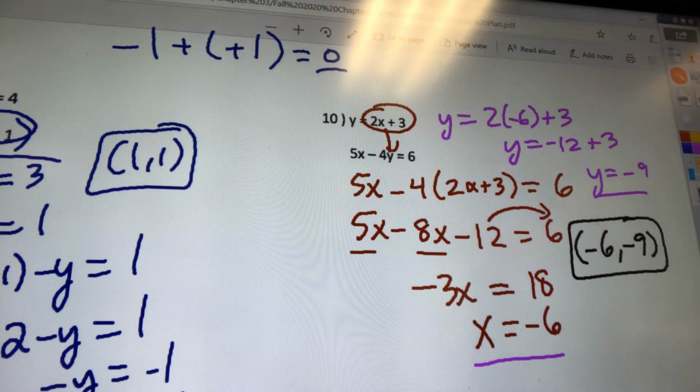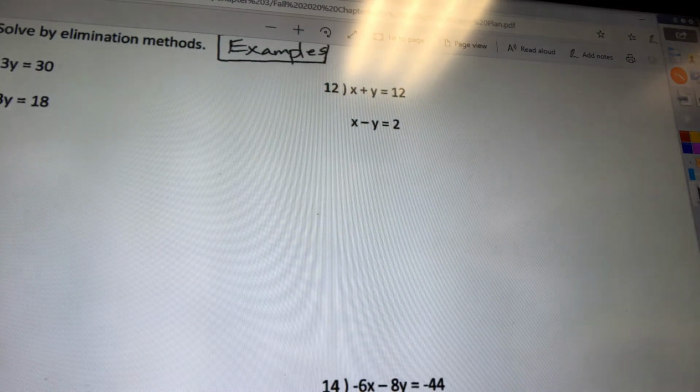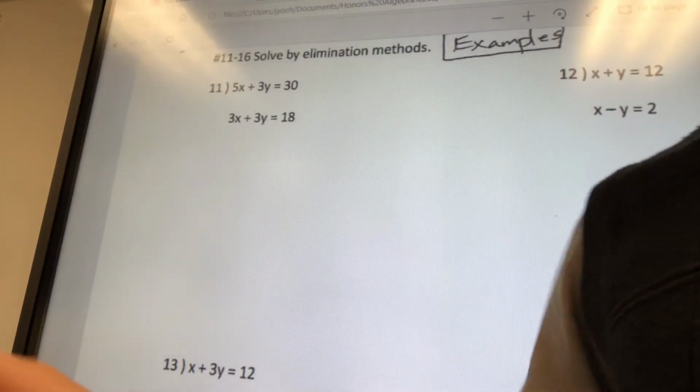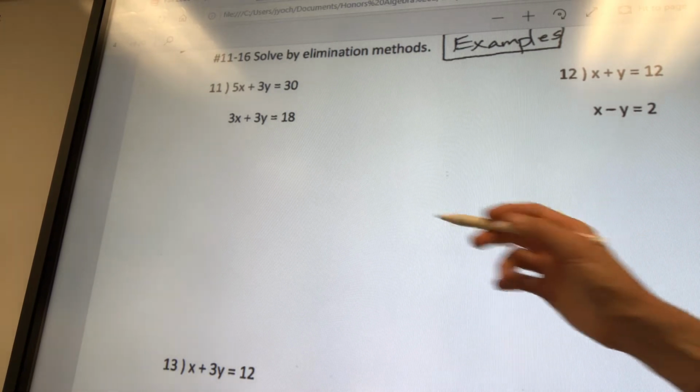All right, so let's talk about some on page 3 here. Let's see what we've got on 3. Solve by elimination methods, okay? Sometimes elimination works out really nicely. Look how you've got 3y and 3y. You have the same y's.